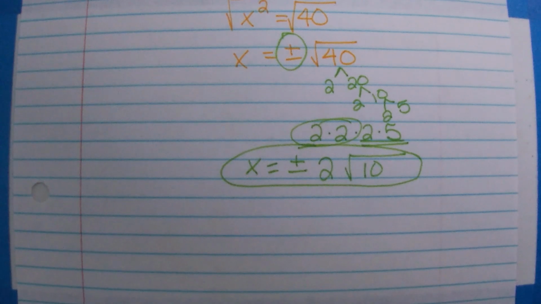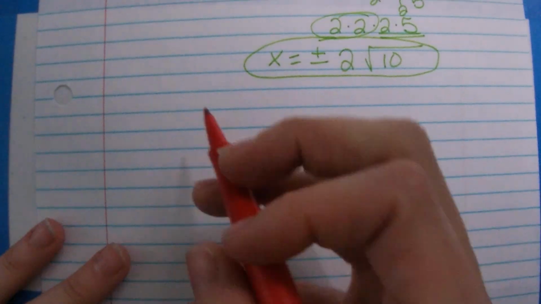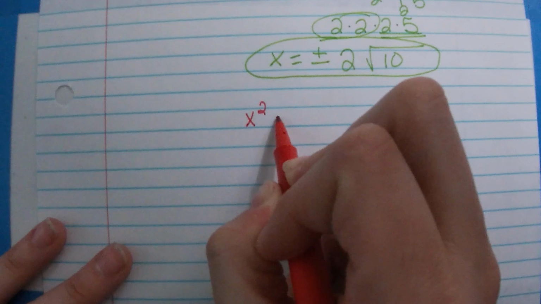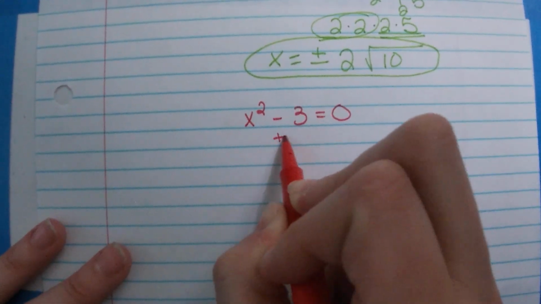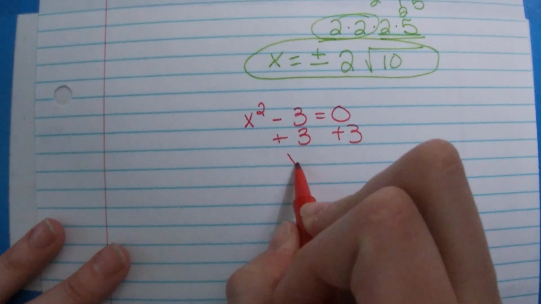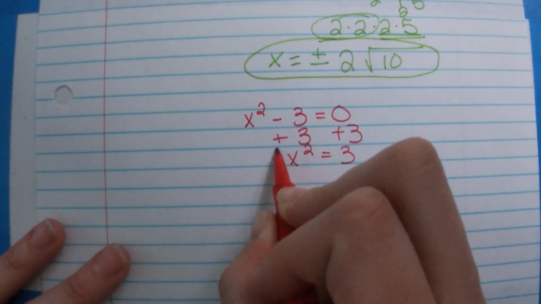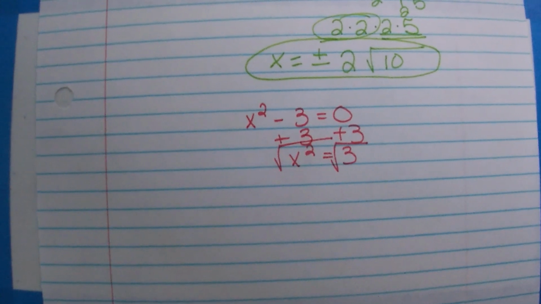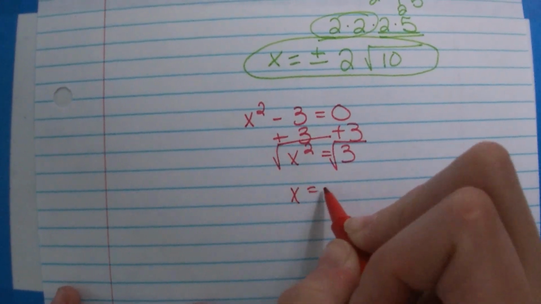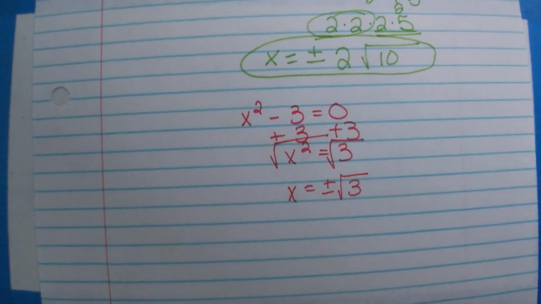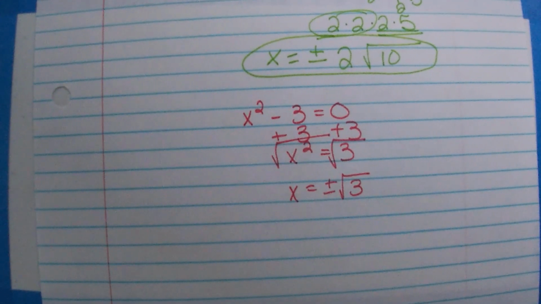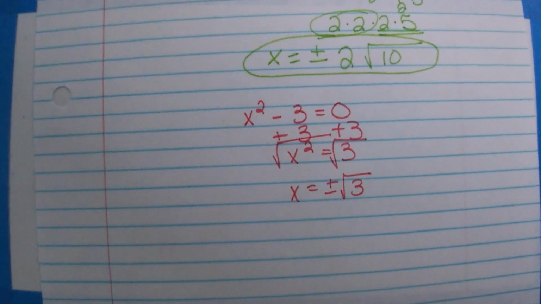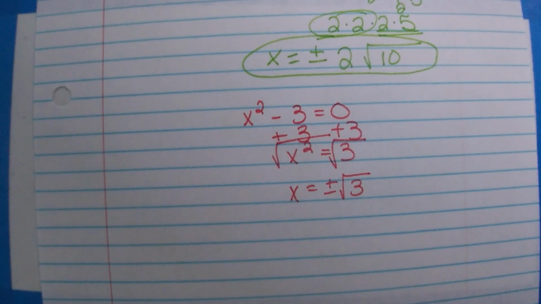Now, if we can't simplify it, that's okay. So it's okay if we have something that says x squared minus 3 equals 0, and we start solving, and we square root, and we try to prime factor, and there's no pairs. So that's okay. This is already in its simplest form, and then we would just have x equals plus or minus the square root of 3. Again, it's just checking to see if it can be simplified, and if it can be simplified, we need to get it in its simplest form.